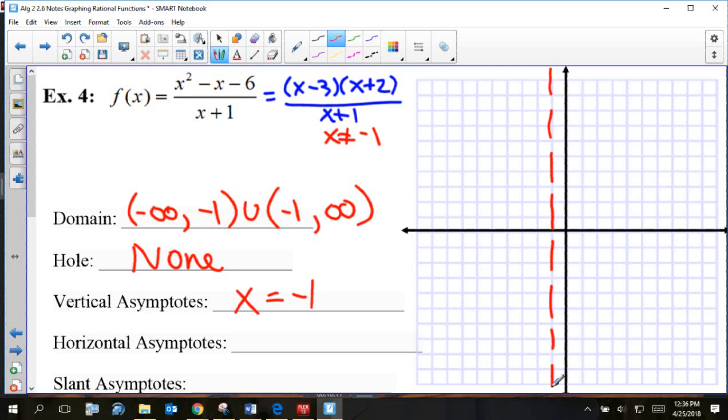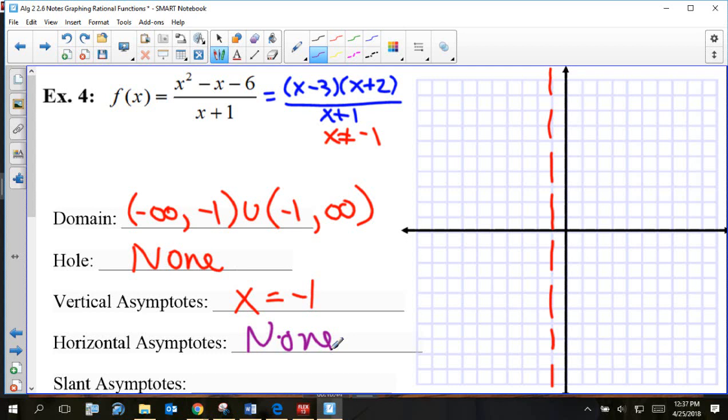Horizontal asymptotes. So we have to look at the degree. The degree on top is 2, the degree on the bottom is 1. So they are not the same. If the degree on top is bigger, there are no horizontal asymptotes. Before we go on, we didn't have any examples like this in our notes. What if the degree on the bottom is bigger? It's y equals 0. Get that from your notes. We didn't do any examples. That was really easy. So there are no horizontal asymptotes.